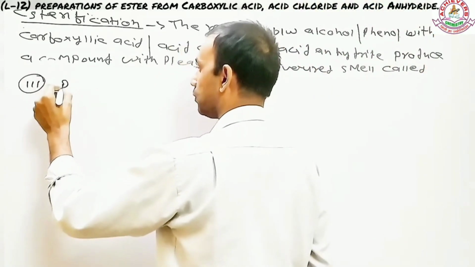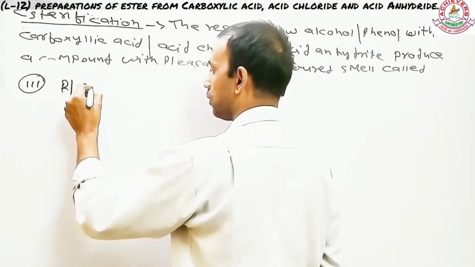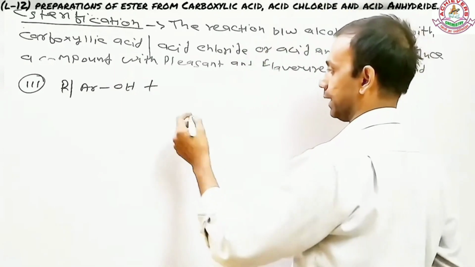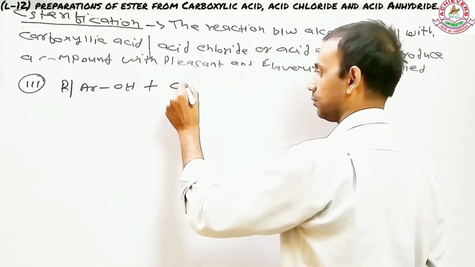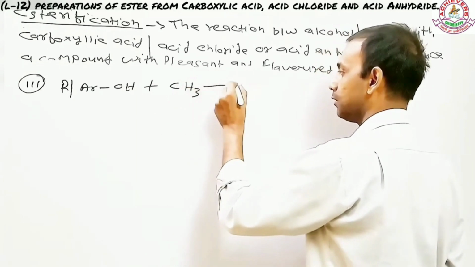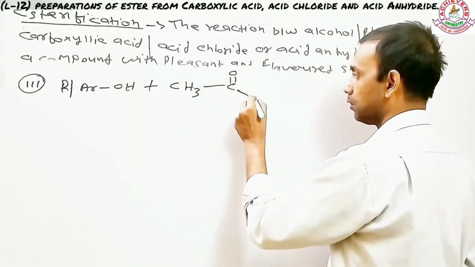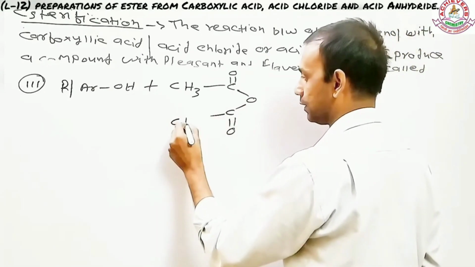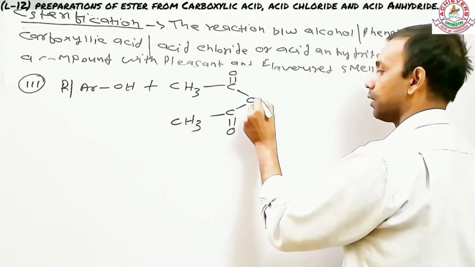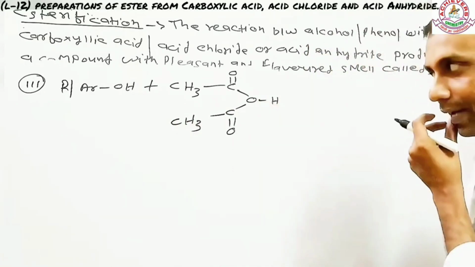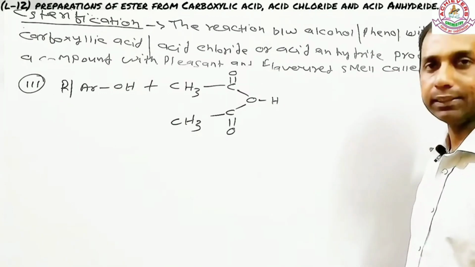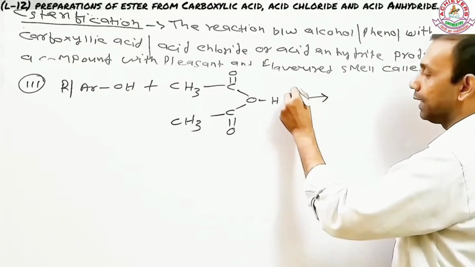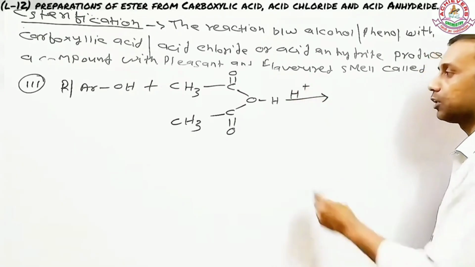You know, alcohol or phenol, when reacting with acid anhydride. So what this acid anhydride is, just take a look. CH3, C double bond O, O single bond, C double bond O, and CH3. This is called acid anhydride, right? This is really easy. And this reaction is also carried out in presence of acid. This reaction is also carried out in presence of H2SO4.